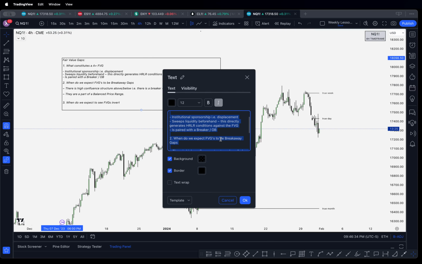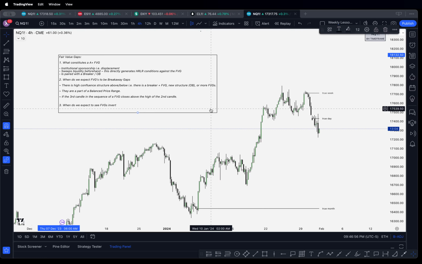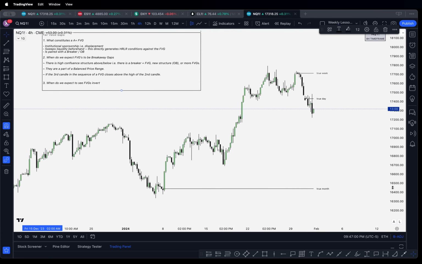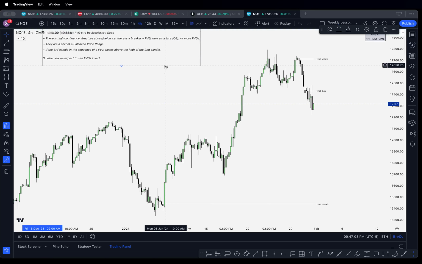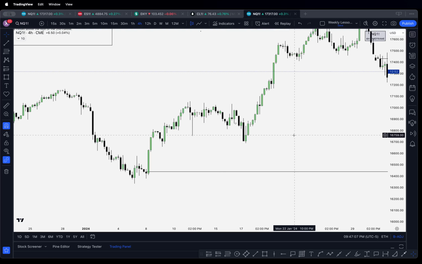Here's a third reason, and this has to do with candle structure. If the third candle in the sequence of a fair value gap closes above the high of the second candle, we can anticipate a breakaway gap. Hold on, what did you just say to me? If the third candle in a sequence of an FVG closes above the high of the second candle, we can expect to see a breakaway gap. Let's see if that's a true statement.